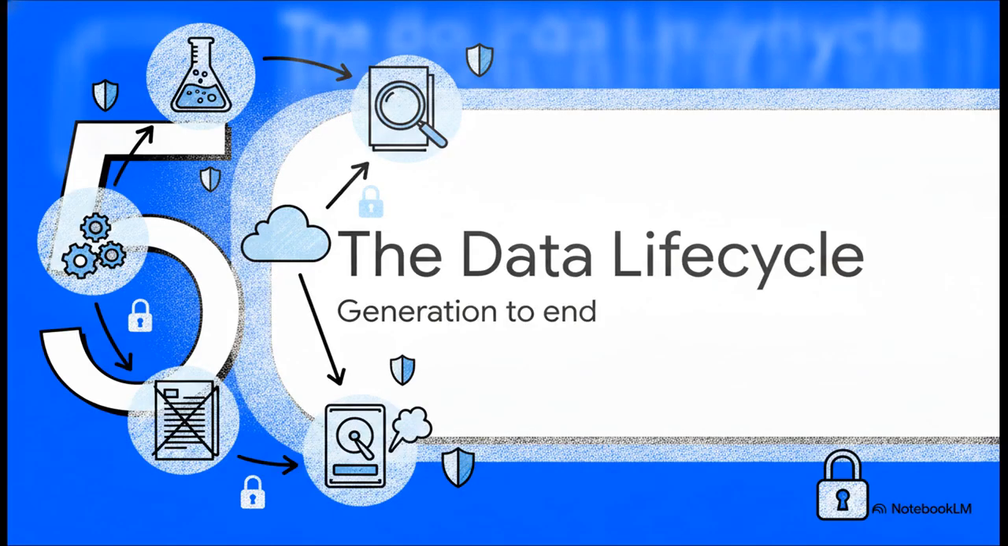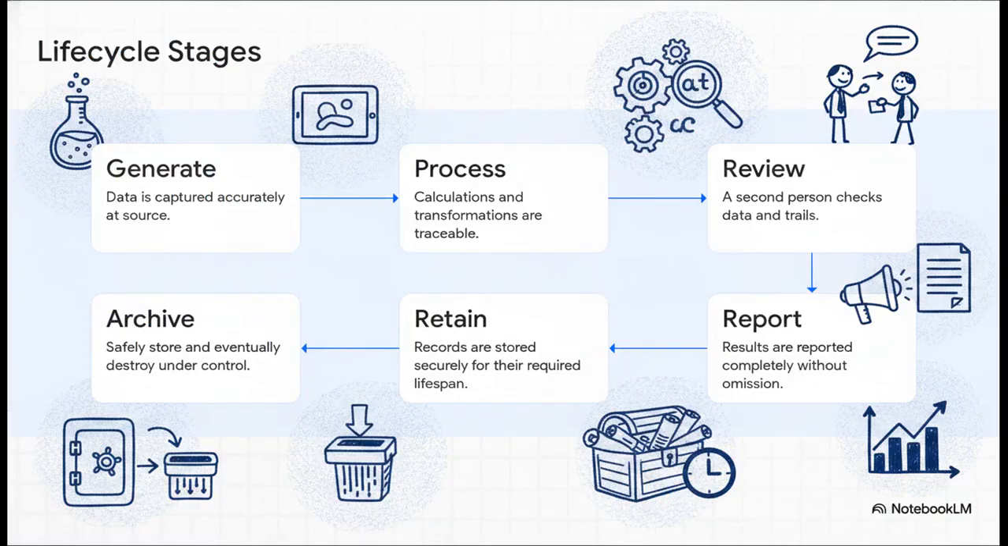Let's move to Section 5, the data lifecycle, from generation all the way to the end. Data's journey begins at generation, where it has to be captured accurately right at the source. From there, it moves through processing, where any calculations must be fully traceable and validated. Then, a second person takes over for the review phase, checking both the data itself and its corresponding audit trail. This makes sure that during reporting, the results are conveyed completely, with absolutely nothing selectively omitted. The data then enters retention, where it's kept secure and legible for its required lifespan until finally reaching archival and destruction. At that point, it's either safely stored so it remains readable, or it's destroyed under a highly controlled process once its retention clock runs out.